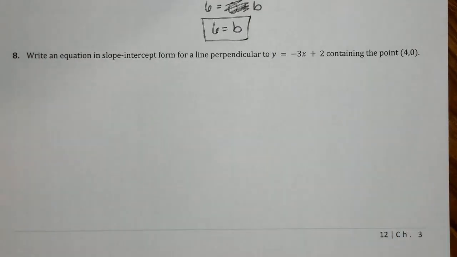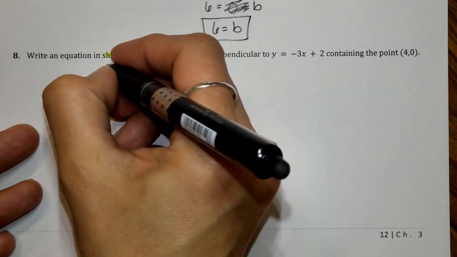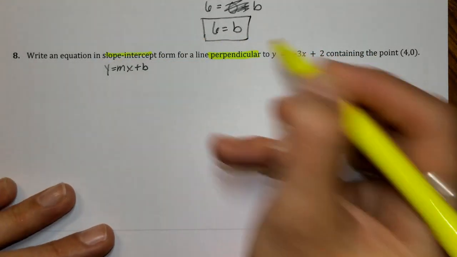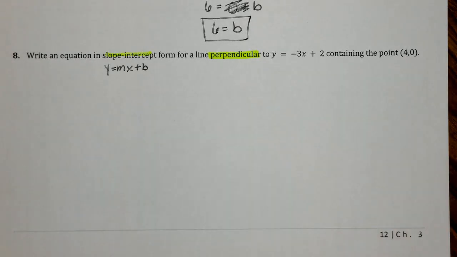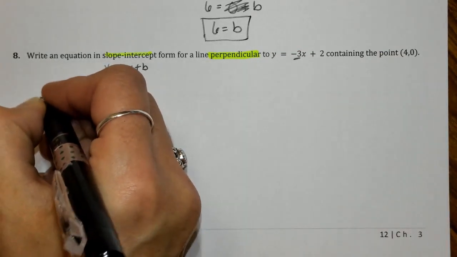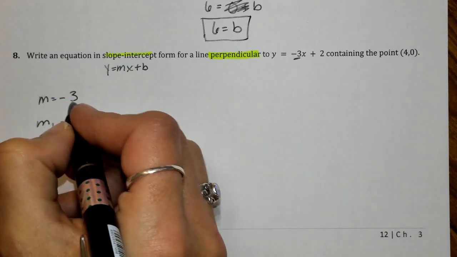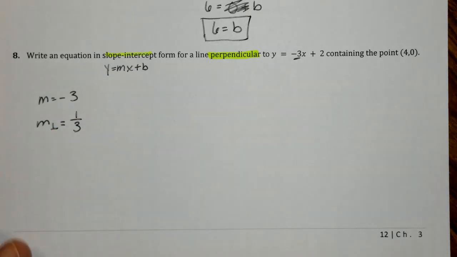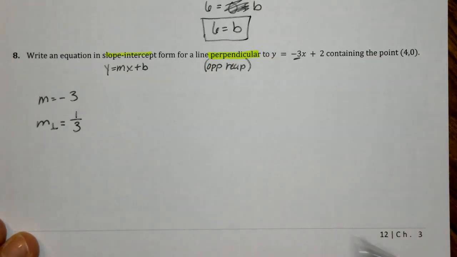All right, we're going to take a look at perpendicular again. We're going to write an equation in slope-intercept form. Slope-intercept is y equals mx plus b. We're going to have it perpendicular to this equation, and it's going to contain the point 4, 0. Here, your slope was -3. We want the perpendicular slope, so we're going to turn it positive. That -3 is a 3 over 1. Flip it to a positive 1/3. I always say OPP RECIP, opposite reciprocal.